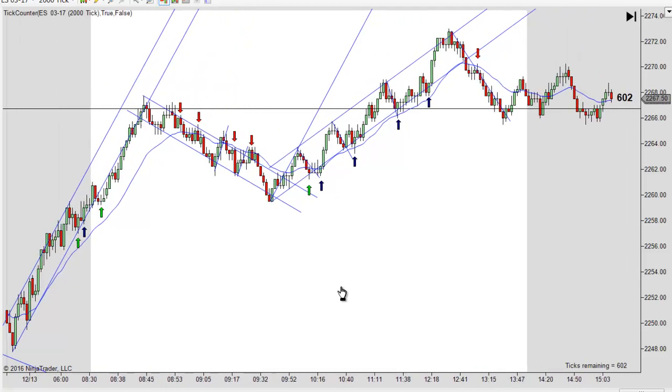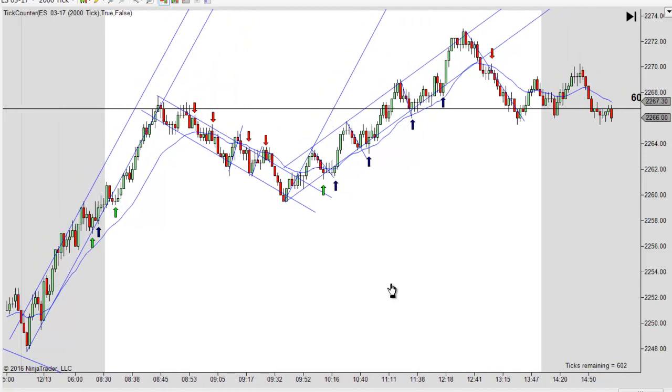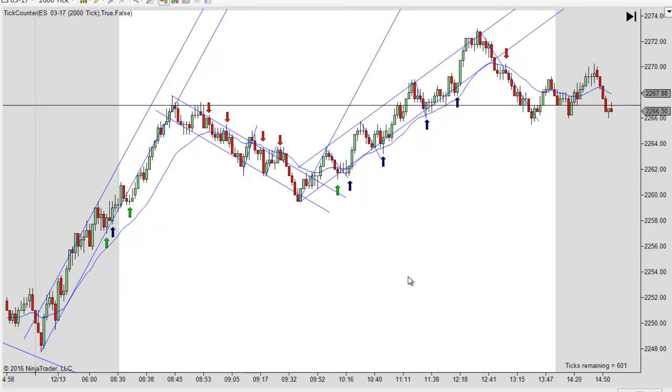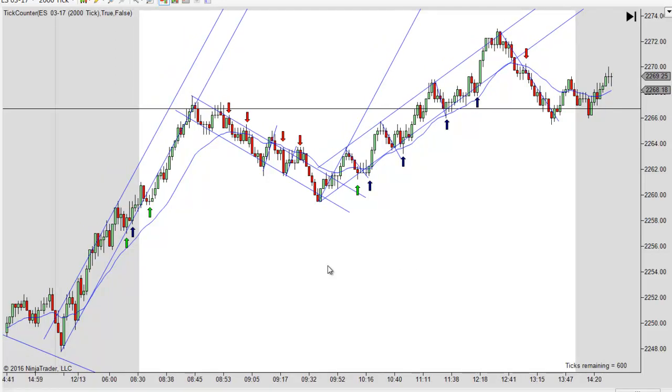Anybody that wants to believe that trend lines are subjective, then that's your right. You're welcome to it. But I disagree. I think they're very objective, and if you know how to draw them and you follow the rules, they're going to help you almost every day. You might occasionally have to adjust them.